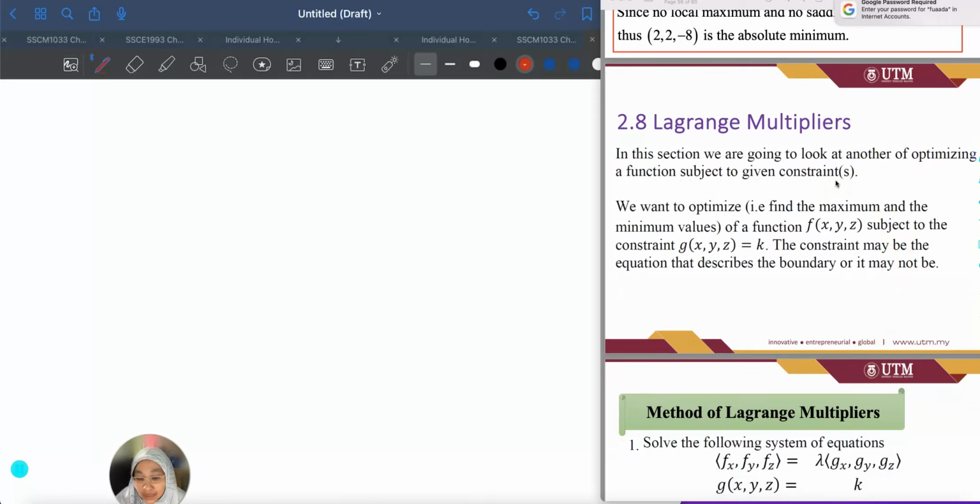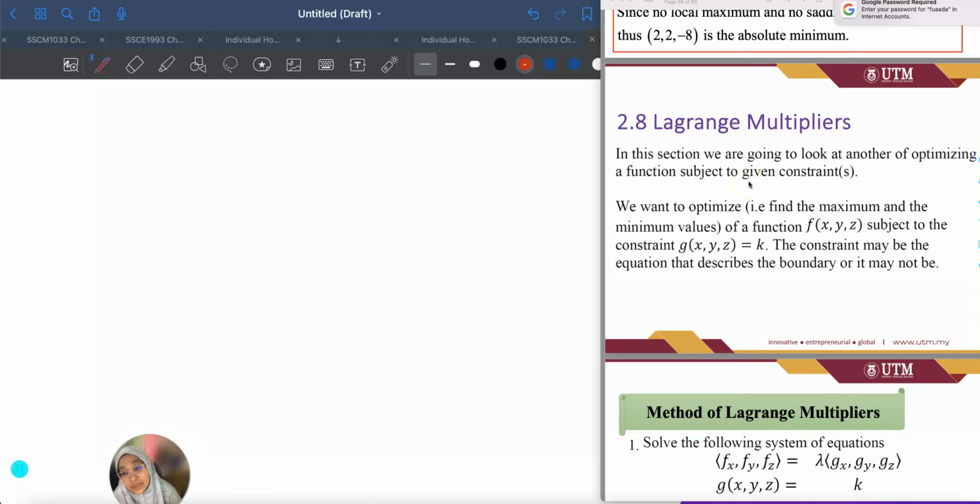For those doing mathematics, in future you will learn optimization methods. That one is a more sophisticated method. For the lower level, we have the Lagrange multiplier. So in this section, we are going to look at another way of optimizing a function subject to a given constraint. The constraint can be more than one, but for our discussion, we only focus on one constraint.